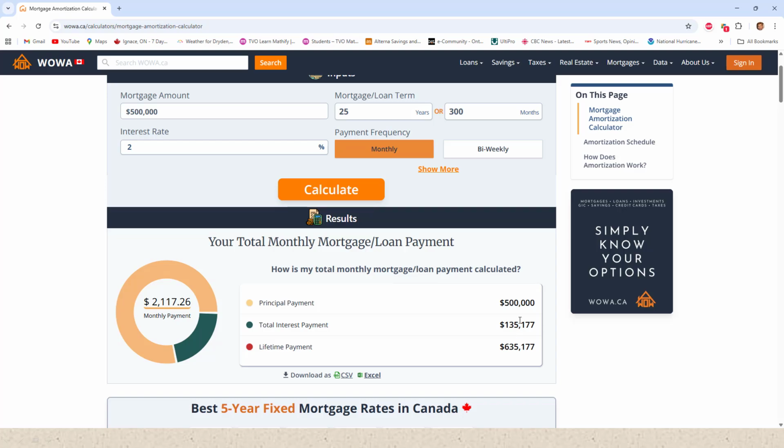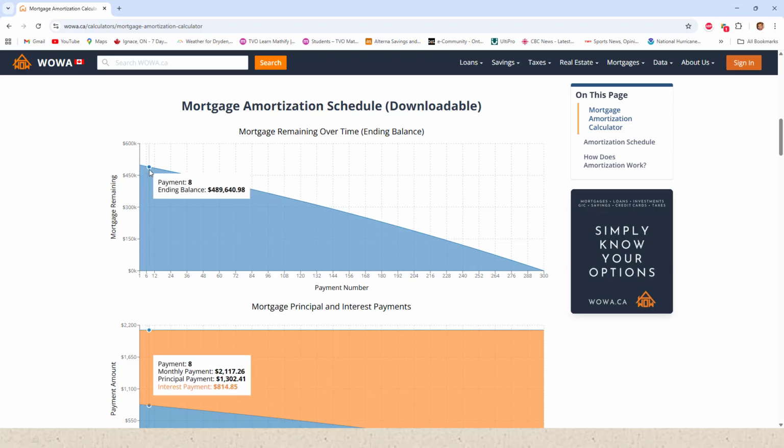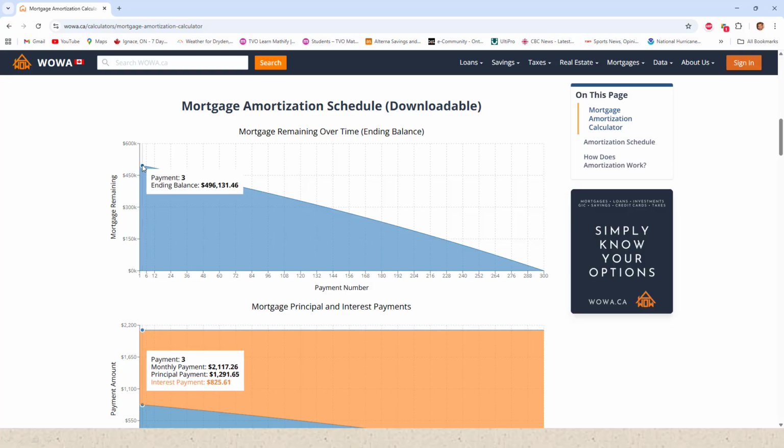So if you add the two of these up, the $500,000 principal payment, which is the amount you're getting the loan for, plus the interest, that's your whole cost of borrowing over the entire 25 years. There's a lot of other things down here. Some of these graphs are useful depending on what we're trying to do. This one shows the amount of the mortgage left.